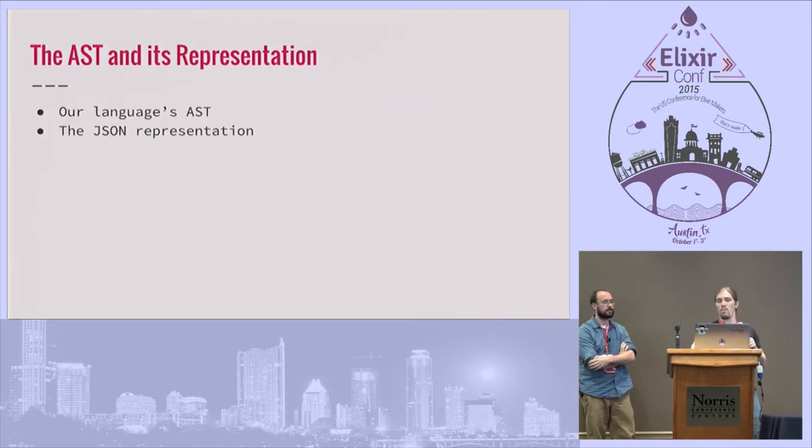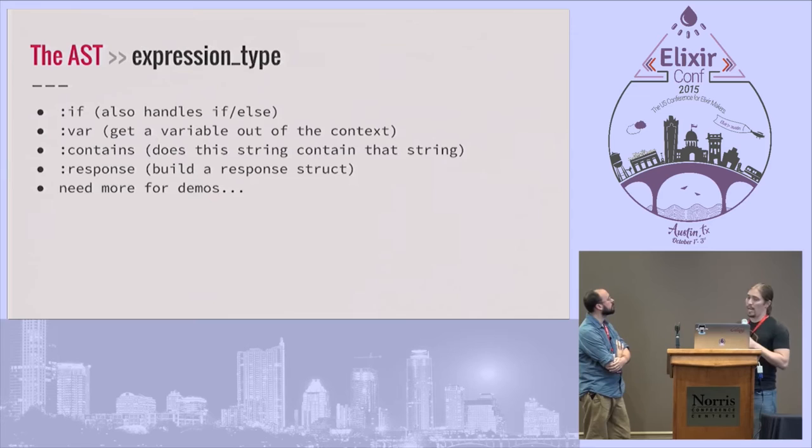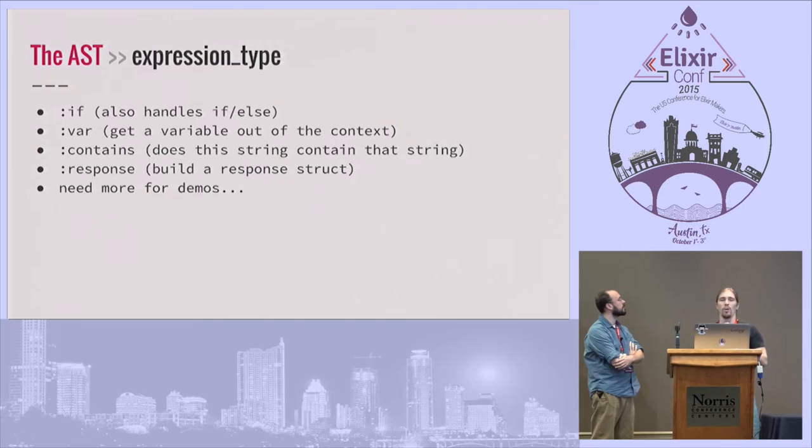Okay, so here are the type specs for our AST. Essentially, an expression is a two-tuple, where the first element is the type of an expression, and the second element is the list of arguments. And these are the expression types that we support. So we have an if statement or an if-else statement, and it works just like you'd think. The first argument is used as a conditional, the second is the then branch, and the third, if there is one, is the else branch.